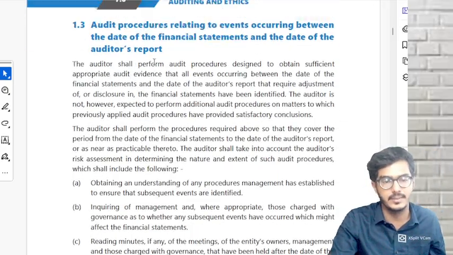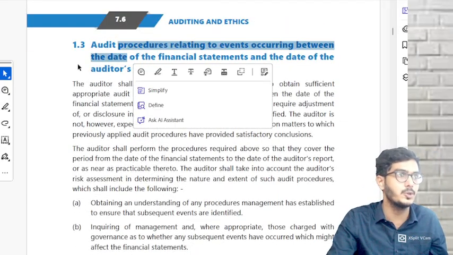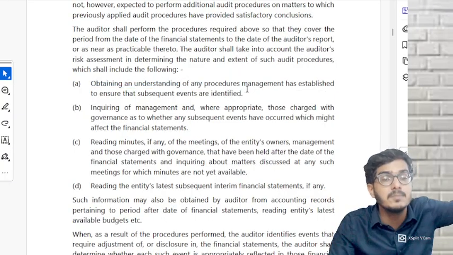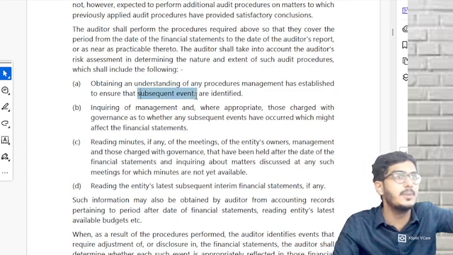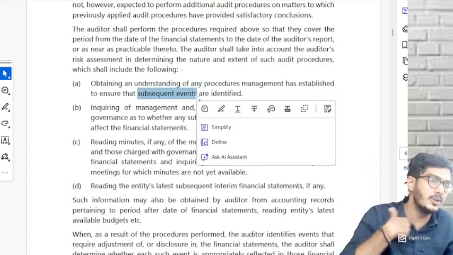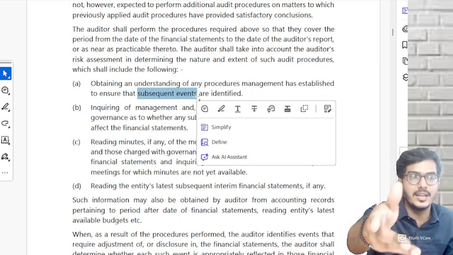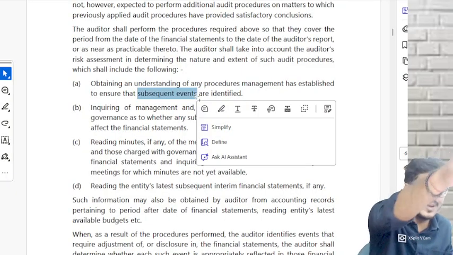One by one we are going to do them. 1.3, the easiest one. Take care. What audit procedures are you supposed to perform? First one, obtain an understanding of what procedures management has established to ensure that subsequent events are identified. Think and tell me, are you there in the company? You don't know what events have happened after the balance sheet. Only those people know, because they have made the financial statements.